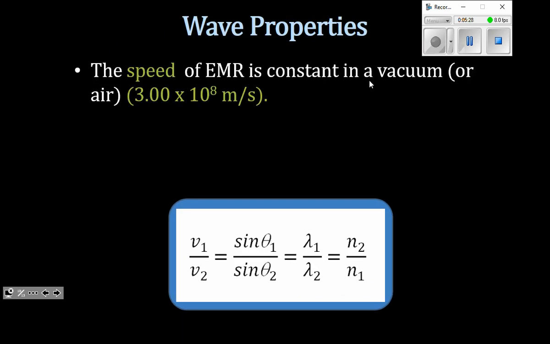The speed of the wave is a constant in a vacuum or in air, to 3 significant digits, 3.00 times 10 to the 8 meters per second. It's a little bit slower in air than it is in a vacuum, but not to 3 sig digs.